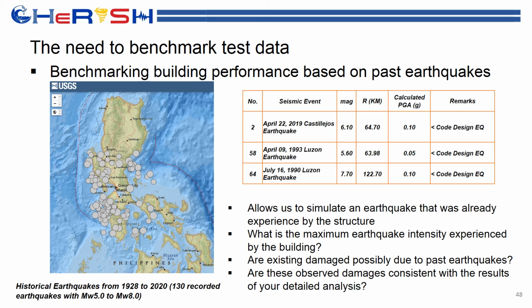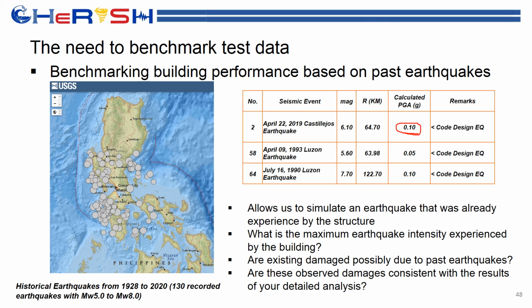And so, for example, here, if I have a structure in Manila, it seems that this earthquake in April 2019, which is a magnitude of 6.1, I was able to calculate an intensity at the site location of 0.10 G, which is, of course, less than code design earthquake. Now, I will then use this 0.10 G earthquake to assess the performance of my structure.